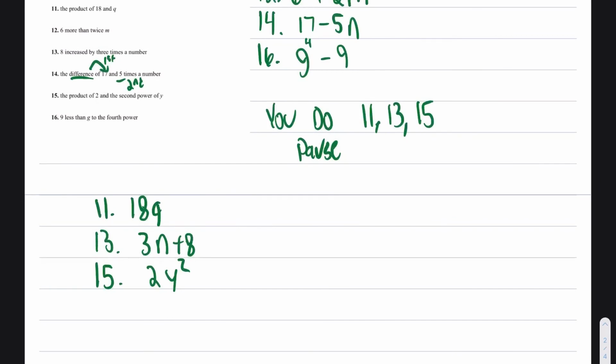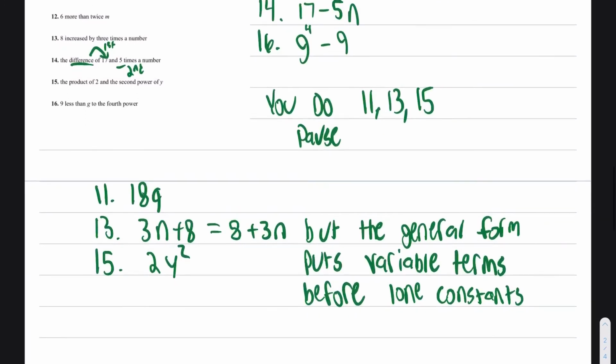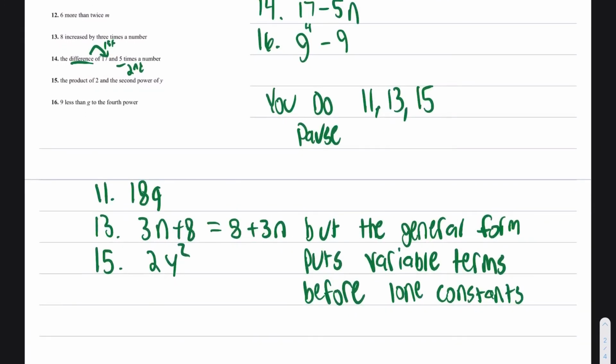There are those 3 answers: 18q, 3n plus 8, and 2y squared. For this, you could have also put 8 plus 3n. But the reason why I put the 3n first is because the general form puts variable terms before constants that are by themselves.